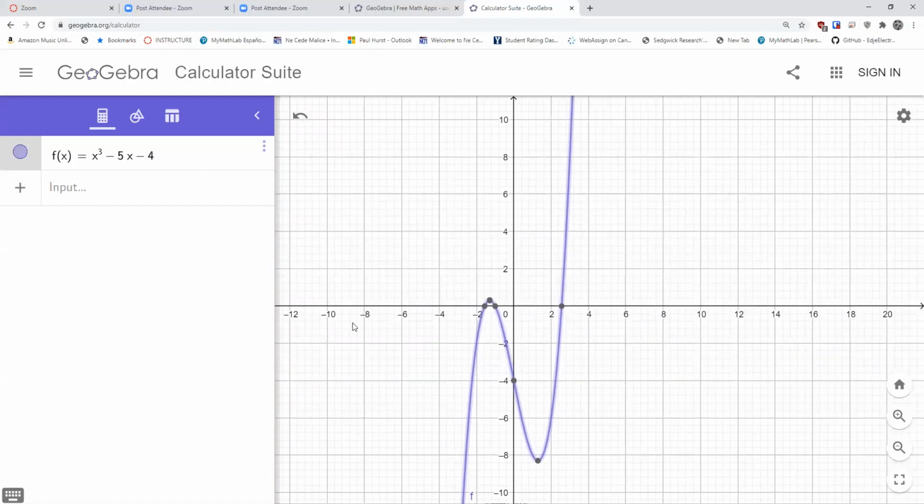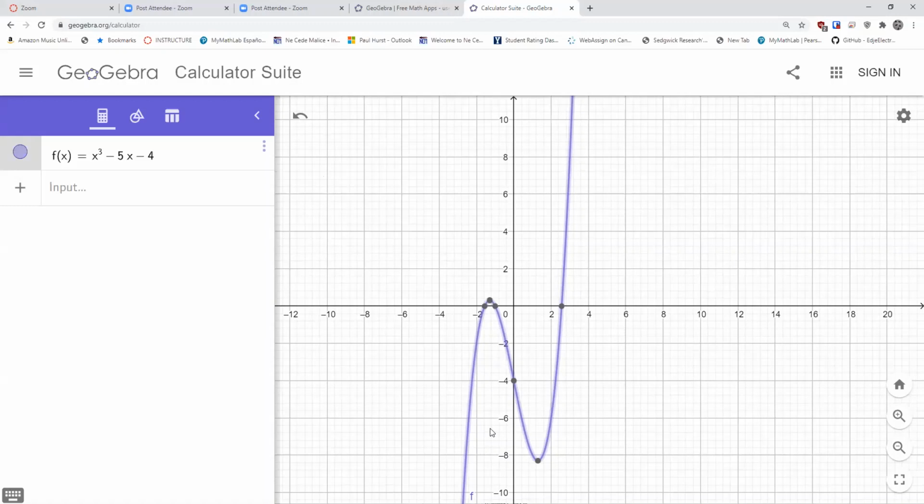So the last one is going to look pretty close to this. We're going from negative 10 to 10 on the x-axis, and then from negative 10 to 10 on the y. And so this square right here is what you would see, and that's going to be the first graph on WebAssign.